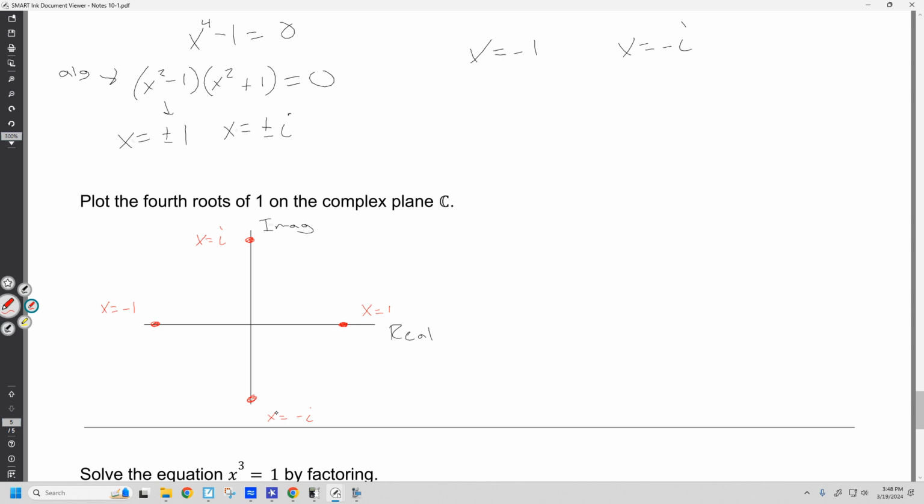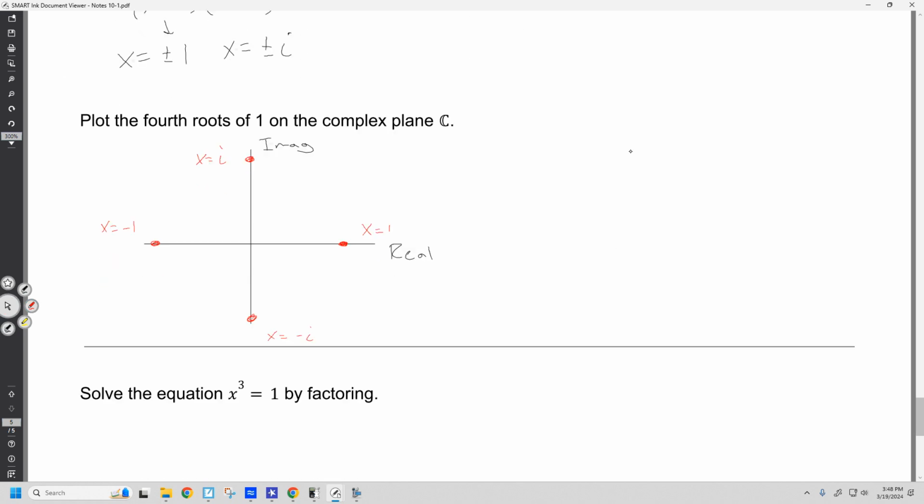Now, please discuss with your neighbors. Do you notice anything about the visualization of our 4 solutions to x to the 4th equals 1? Tell your neighbors, what do you notice? Do you notice anything? So many of you notice like the shape, are noticing the symmetry. Here's what I notice.